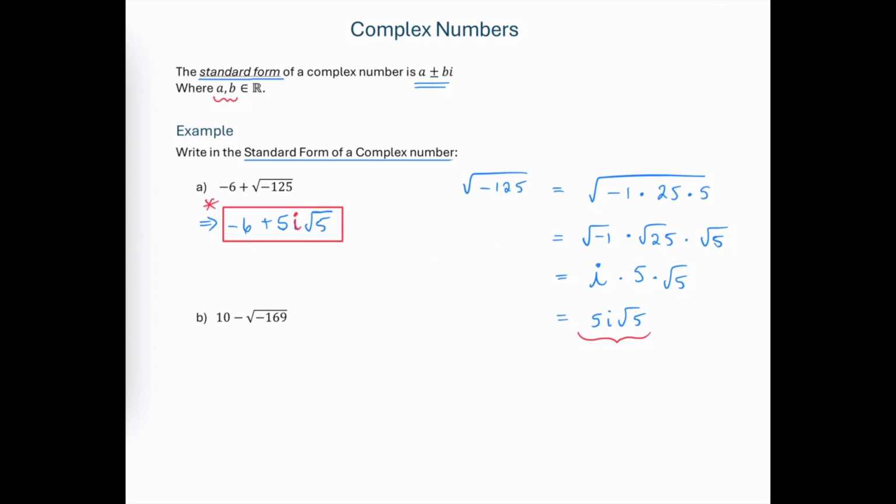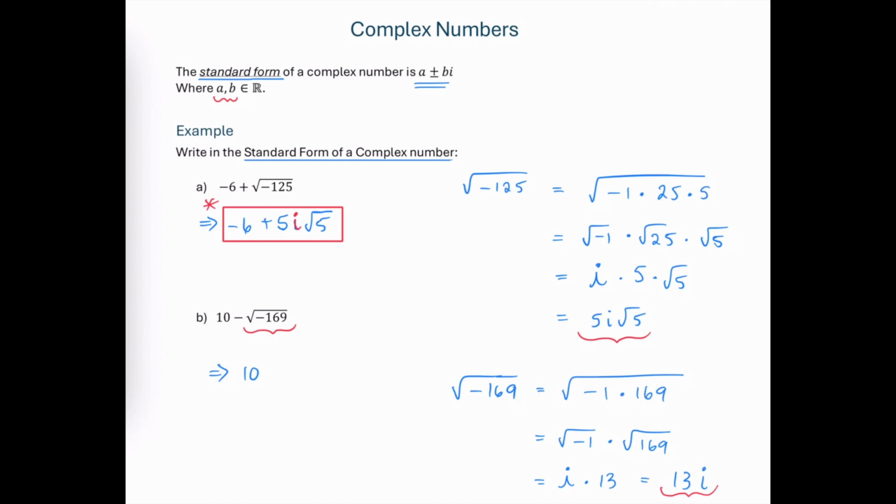For part B, again, we'll start by looking at the square root of this negative quantity. The square root of negative 169 can be rewritten as the square root of negative 1 times 169. We can split a radical over multiplication, and so this becomes i times 13, and the preferred way of writing this would be 13i.